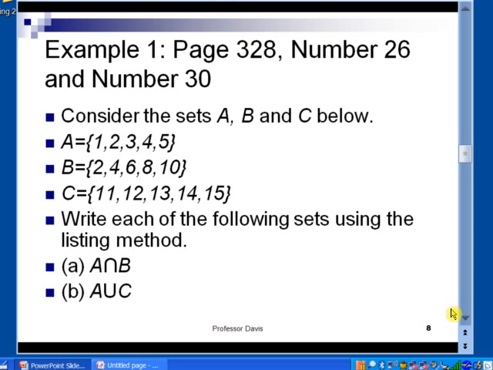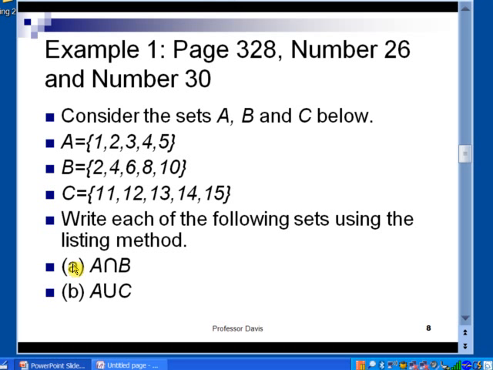All right, so let's start to take a look at some examples here and see how we do this stuff. In example one, let's consider the sets A, B, and C. Set A has elements 1, 2, 3, 4, and 5. Set B has the elements 2, 4, 6, 8, and 10. And set C has the elements 11, 12, 13, 14, and 15. Let's find the intersection and the union of those sets.